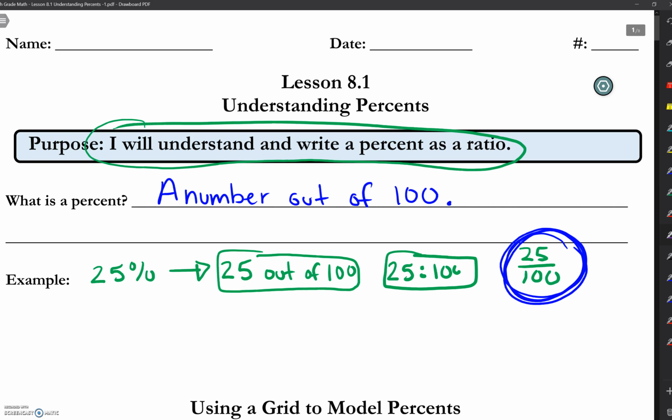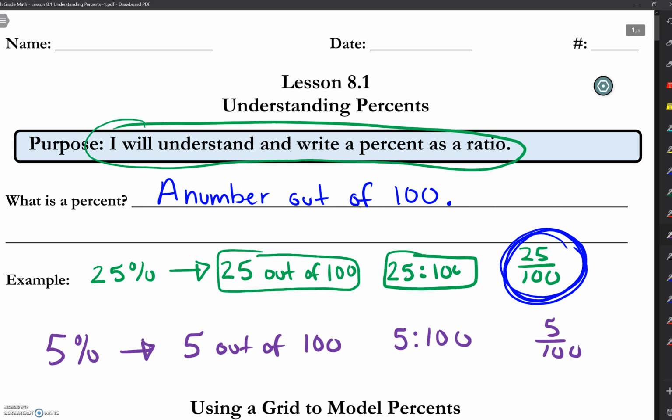Another example would be 5%. What this means is 5 out of 100. 5 colon 100 and 5 over 100. And we're going to use this one more commonly.